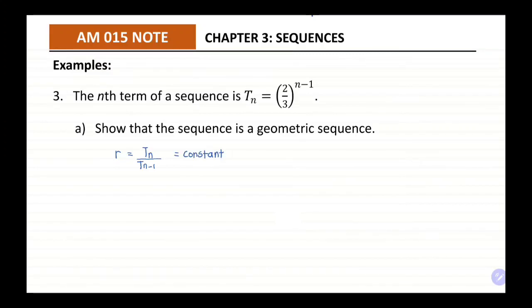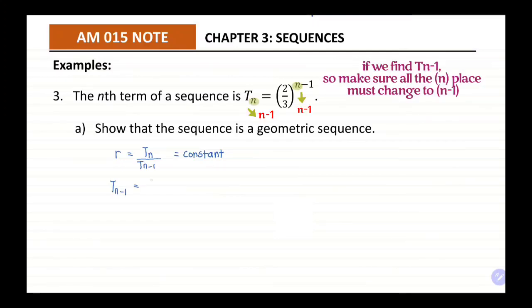Okay, now first step, we find the equation for Tn minus 1. Since we already have Tn, now we find Tn minus 1. Okay, to find Tn minus 1, we replace n with n minus 1. So 2 over 3 to the power of n, and we replace with n minus 1, then minus 1. Then we solve, we get 2 over 3 to the power of n minus 2.